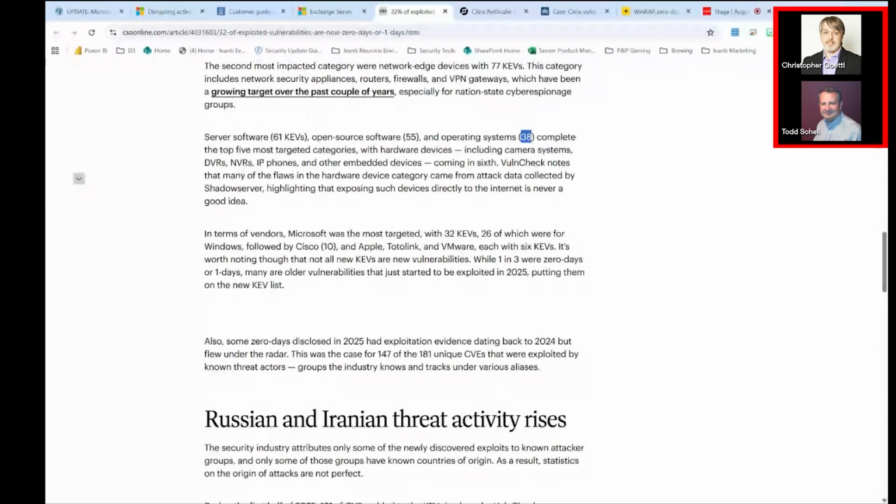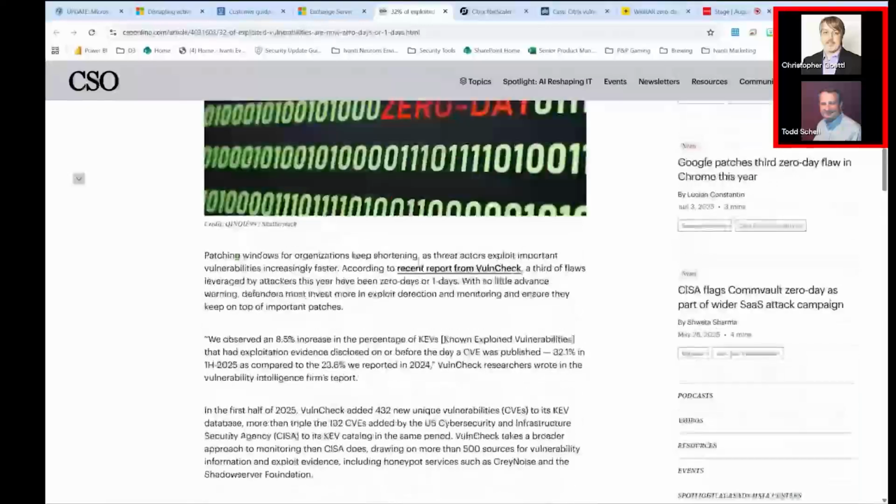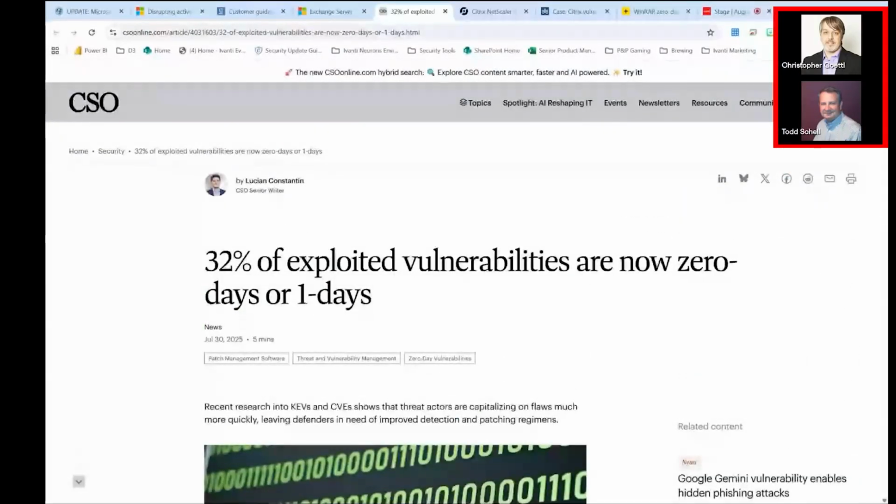The number of 0 days are increasing. The number of vulnerabilities that are exploited within a very short time after a fix is released is also increasing. So try to understand how you can respond more quickly to those. This article just gives a good read on what the trends are and what you need to prepare for.